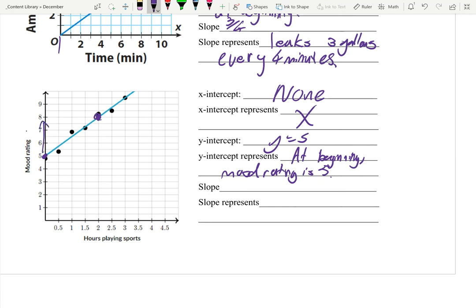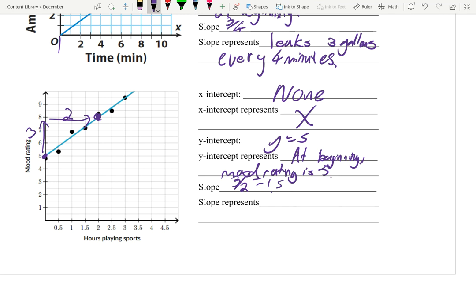Now that would be an increase in 3 for the mood over the course of 2 hours, right? So you can say, let's say 3 over 2, and that's good. That's not simplifiable. I mean, you can make it 1.5 if you want. You can change it to 1.5 if you like, but what it represents is that our mood rating increases by 3 every 2 hours, or it increases by 1.5 each hour. You can think of it like that. However, either answer would be fine with me.